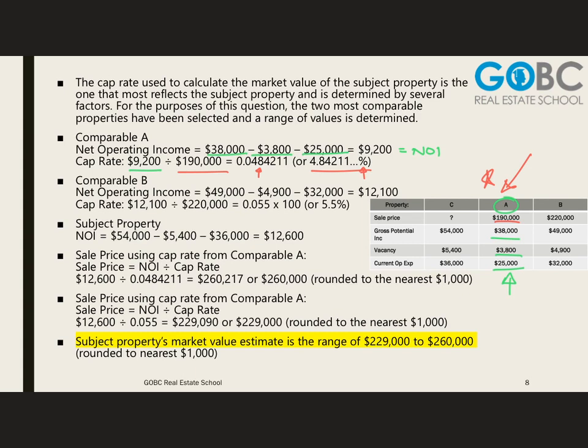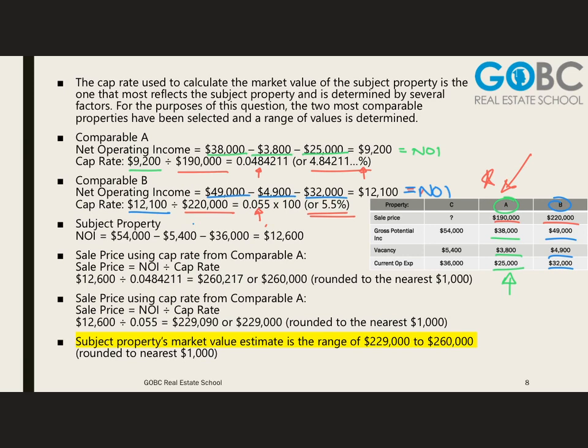Comparable B is the next one, so we'll put that one in blue, and so we have 49,000, 4,900, and 32,000, those are the bottom numbers there, and then we have our sale price for that one of 220,000. So you just use the 49,000 gross potential income minus the $4,900 vacancy minus the operating expenses of 32,000 to get your NOI of 12,100. Then we divide that by the sale price of 220,000 to get 0.055. Again, you could leave it the way it is, or you could multiply it by 100 and you would get your 5.5%. But if you convert it to 5.5%, you have to remember to put the percent on it when you use it later in the equation.